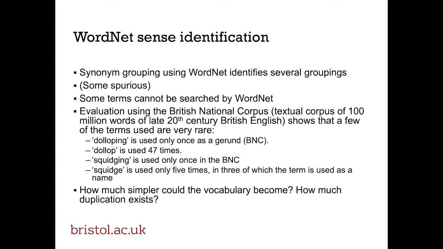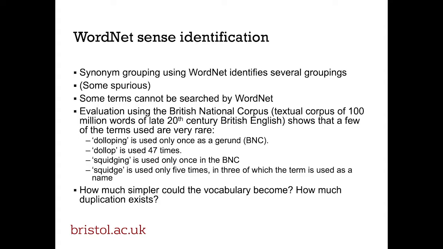So what we found was, firstly, that some terms don't exist in WordNet at all, and that's because they're really interesting words. So here, dolloping comes up at the bottom of that graph. It only appears once as a gerund in the BNC at all, whereas dollop is used a fair number of times. Squidging only appears once in the BNC, and in fact, to squidge, it's a lovely descriptive term, but it only appears 5 times in the whole British National Corpus, and in 3 of those it's actually used as someone's name, so Squidge, or perhaps an animal's name.